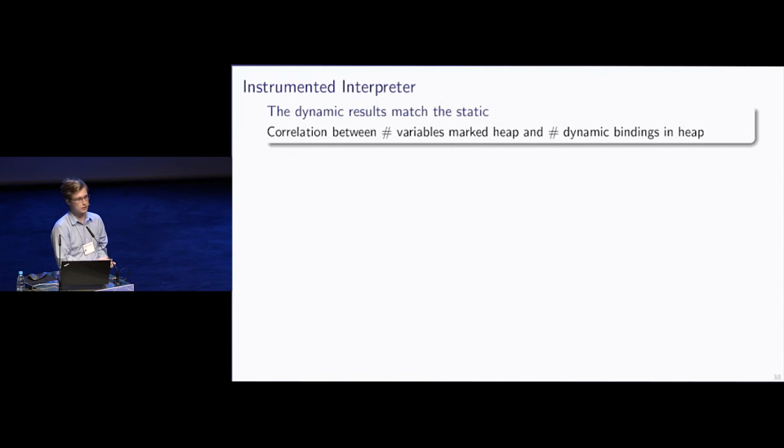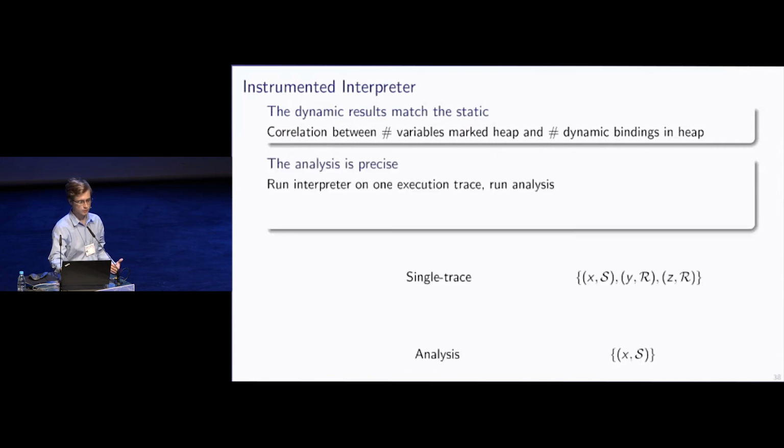And what we find is there is a correlation between us promoting things out of the heap and actually moving bindings out of the heap itself. And this also holds for the stack. There's something else we can do with this instrumented interpreter, which is that we can actually show that the analysis is quite precise, despite being something similar to zero CFA.